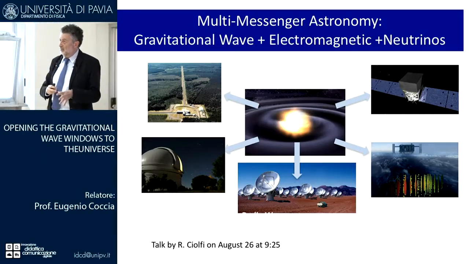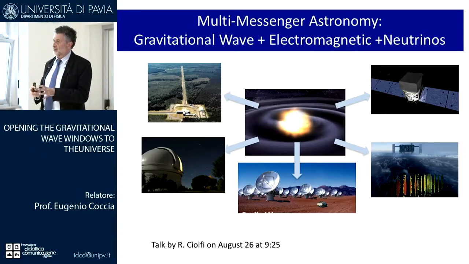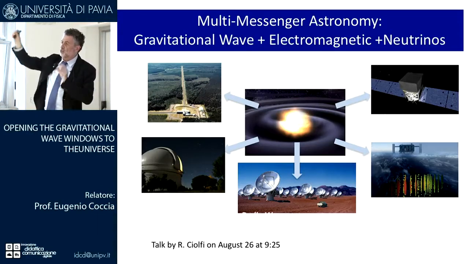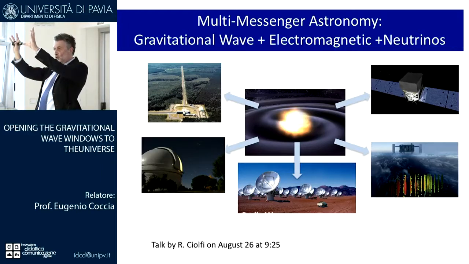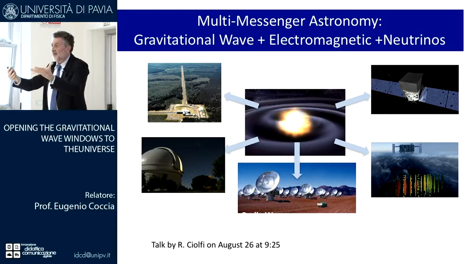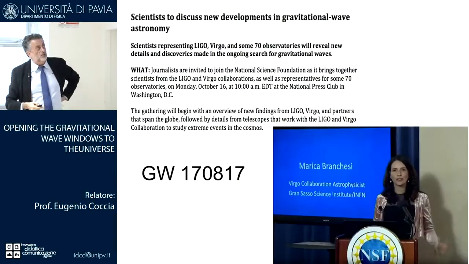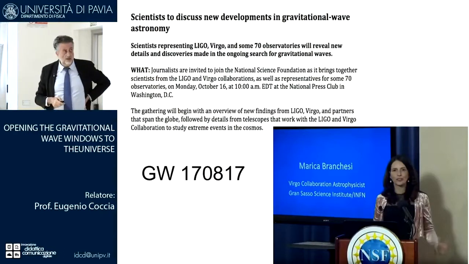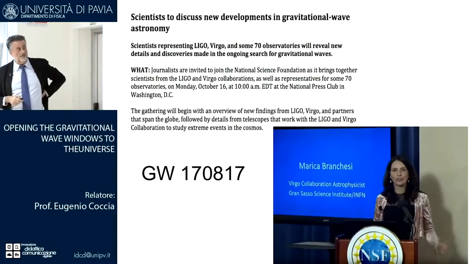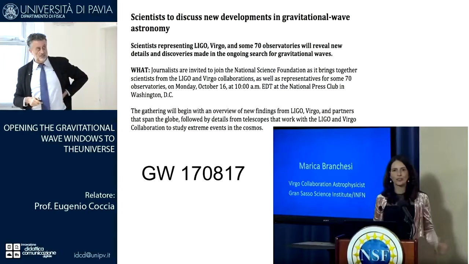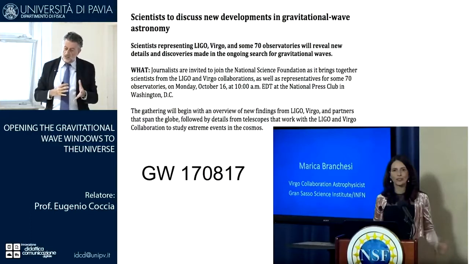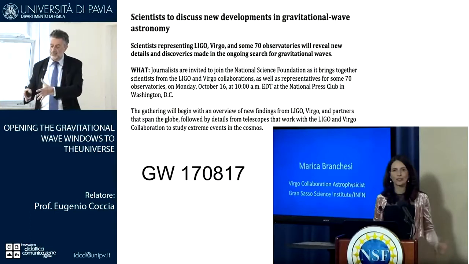And with Virgo and the two LIGO, now we can do that, because we can say the gravitational waves come more or less from that direction, then all the telescopes go to see what happens there, to see what develops there. And actually, this happened in August this year. This is the press conference. This is Marica Branchesi, a GSSI researcher, who was coordinating this interaction between gravitational wave signals and the electromagnetic counterpart.